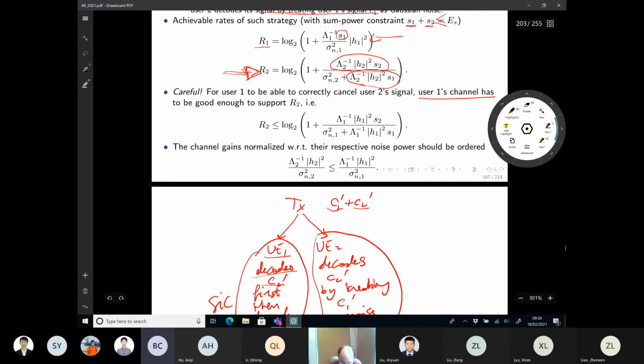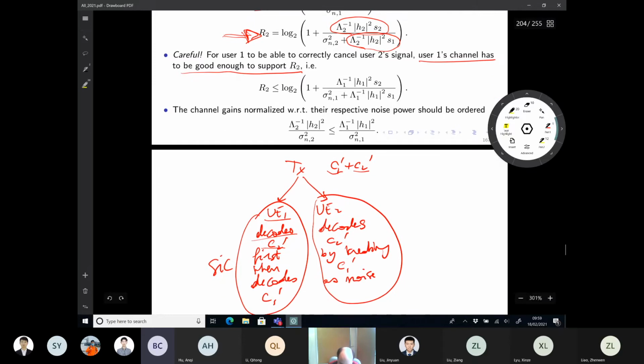So what does that mean? That means that the channel of user 1 has to be good enough to support the rate of user 2. In other words, when user 1 decodes C2 prime, the SINR of C2 prime from user 1's perspective is given by what? It is given by S2. User 1 will decode the signal of user 2. And I have the interference here at user 1, right? This is the interference at user 1 that is created by his own message, right? So when user 1 here decodes user 2, user 1 treats his own message as noise.